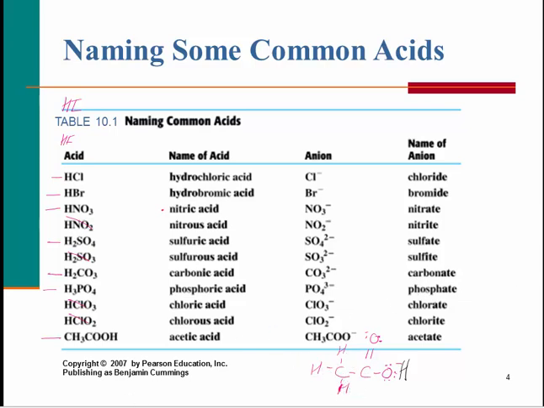But another way you might see it in your text is they might have drawn the acetate ion like this. C2H3O2, right? C2, 2 carbons, H3, 1, 2, 3 hydrogens, and then O2, and then they stick a hydrogen on in front. So it would be H, C2, H3, O2.